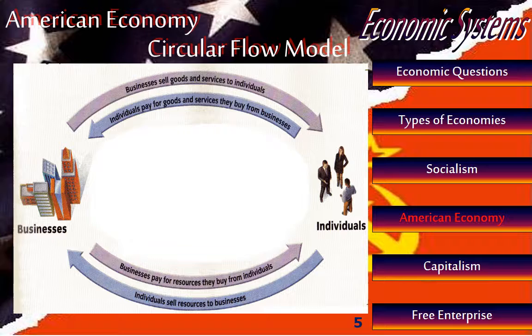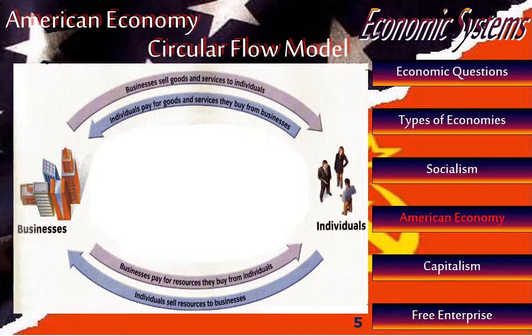Now, the first thing I want you to pay attention to is only the arrows that are on the outside of this circle. You see the very top one is that businesses sell goods and services to individuals. Cool. So we have stuff going from businesses to individuals. Now, how do the individuals get that with the exchange? Well, you see that the arrow underneath that, the blue one on the top, says that individuals pay for it. Again, good. Stuff going to the right, money going to the left.